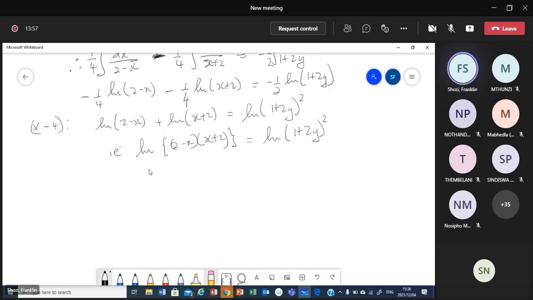ln A is equal to ln B. That is, we can easily say 2 minus x into x plus 2 is equal to 1 plus 2y all squared. And this is the answer.